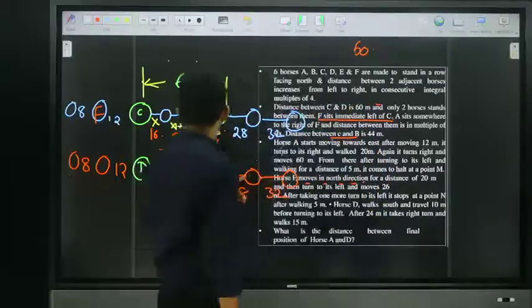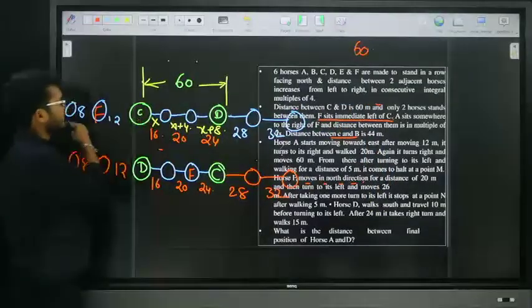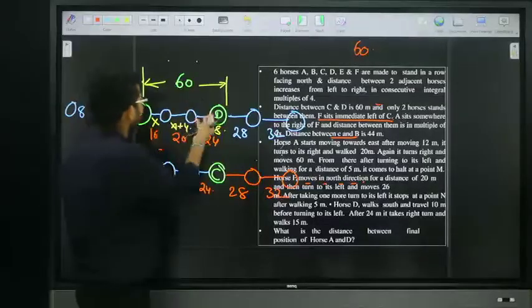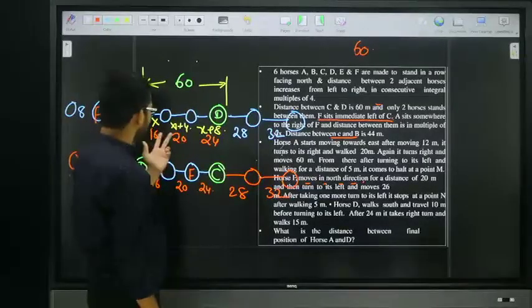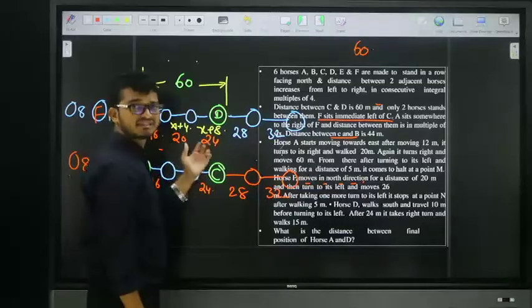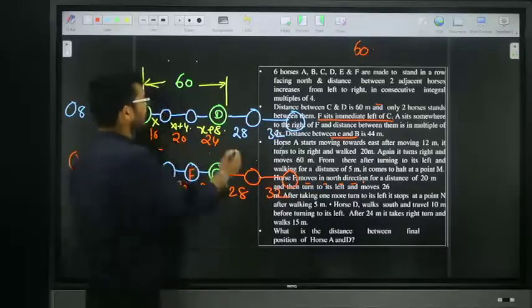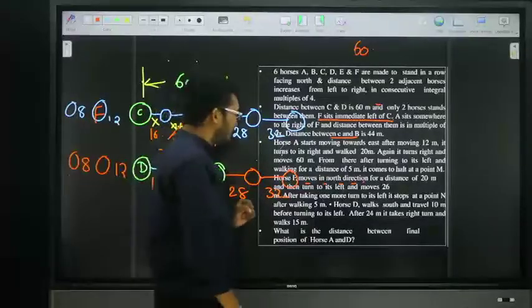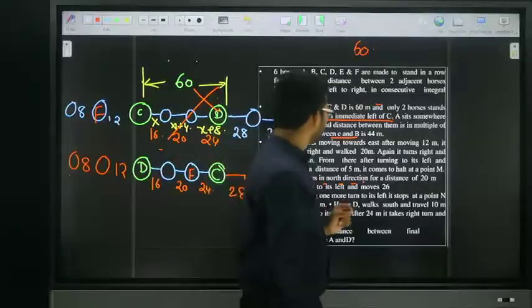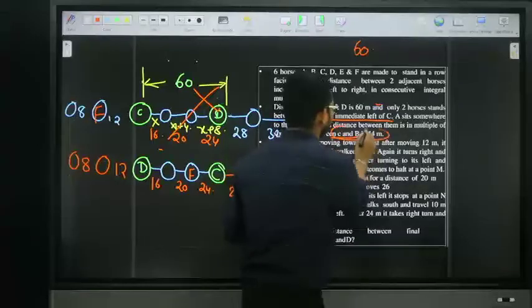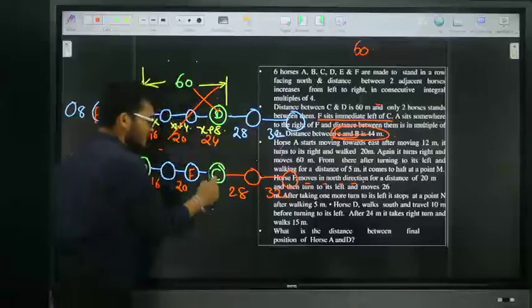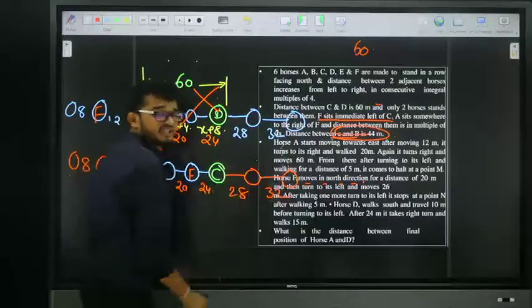Distance between C and B is 44. Suppose we check the left side of C, then transfer 44, no chance. Suppose we check right of C: see here 16, 20, 36, plus 24 is then transfer 44, then no. That means simply this possibility is wrong. Now take here the distance between hearts C and B is 44. Now friends, check here. Hearts C and B is 44. Then check right of C, there is no chance for 44.